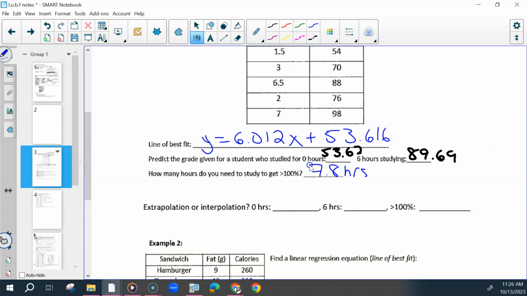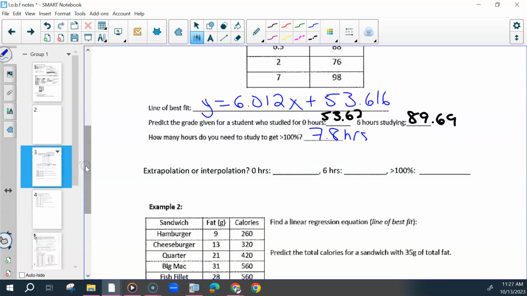Right? Now the work you would show for this. For these, if you were showing work, you would just say that you stored 6 for x.